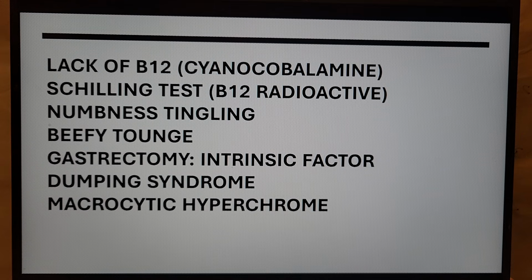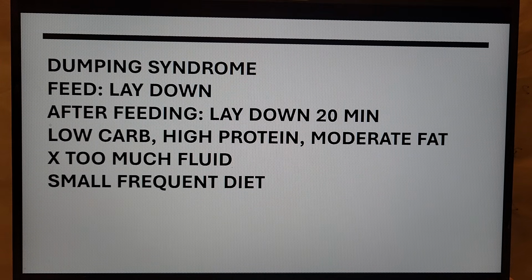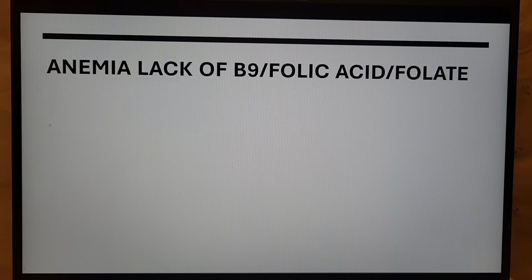This is what you see when you smear the blood on the slide and look under the microscope: macrocytic hyperchromic for anemia that lacks B12 and anemia that lacks B9. Okay. So this is anemia that lacks B9.